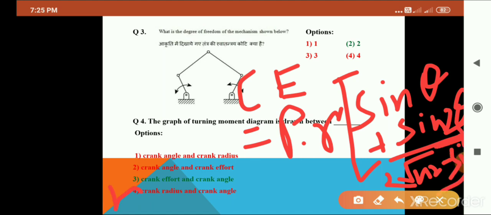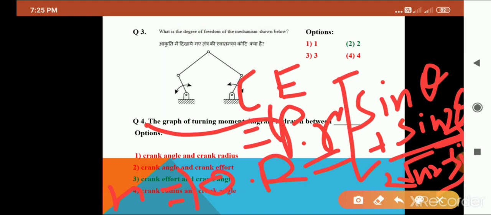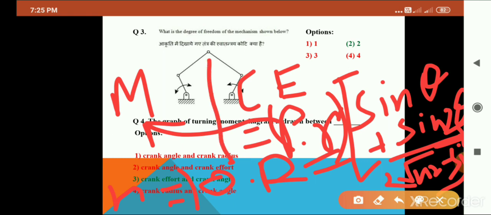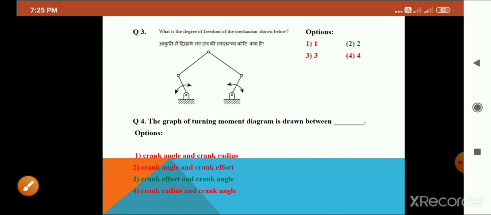So what is n? n is, as you all know, the obliquity ratio. So from the equation here, P and R you can see, P and R together count as moment. So you will get the expression between crank effort, moment, and the angle theta. So the correct answer is option 3, crank effort and crank angle.